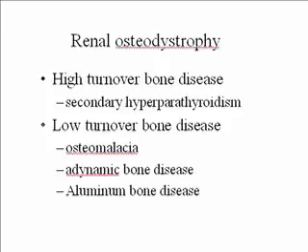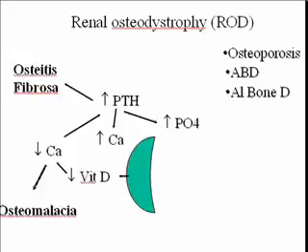Renal osteodystrophy is the next endocrine thing, and renal osteodystrophy is an umbrella term that looks at a number of causes of bone disease in these patients. The high turnover bone disease and low turnover bone disease. And in the next slide, I'm going to illustrate this.